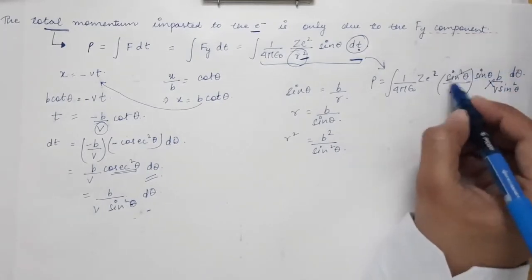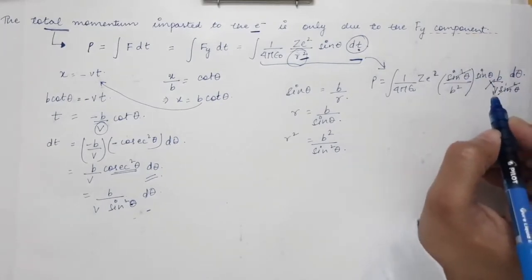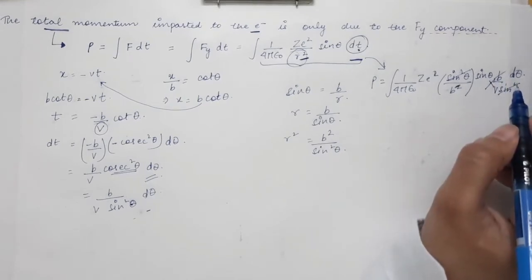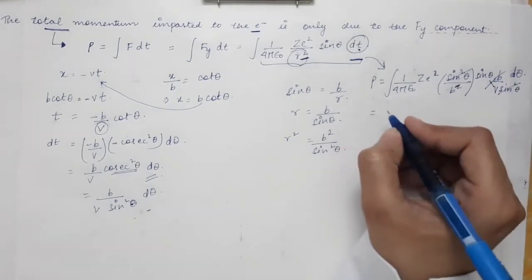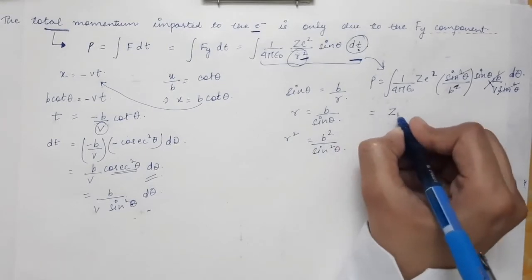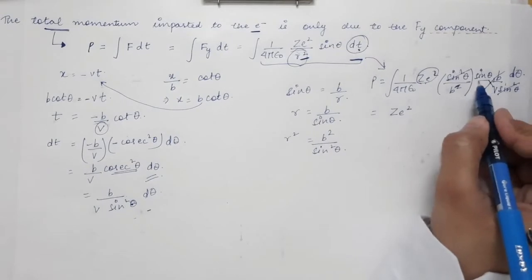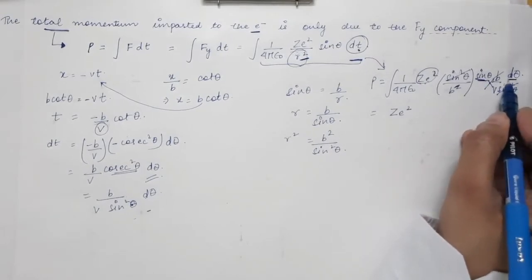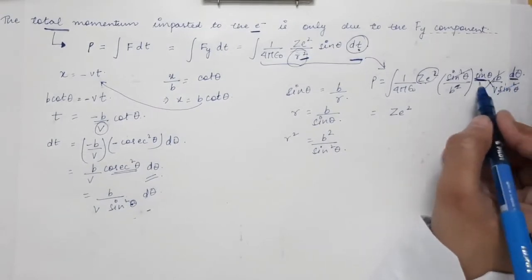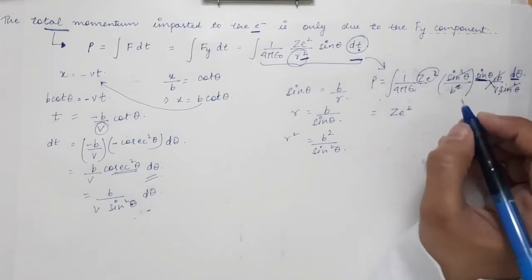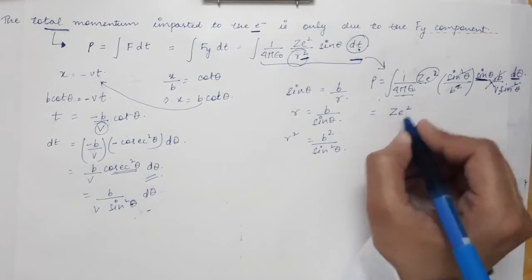So this sine square theta will cancel. Then this b will cancel with the small b, and we will be left with z e square. Over here the angle theta is a variable, so these quantities will remain inside the integral. So outside the integral we will have 4 pi epsilon naught.